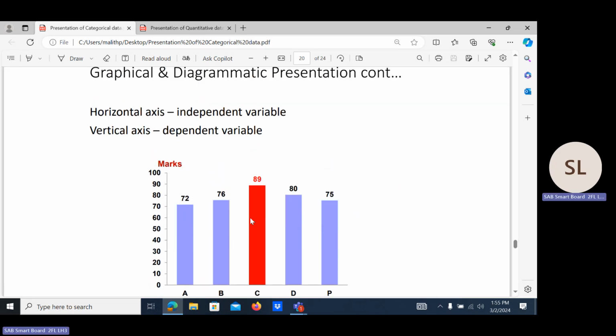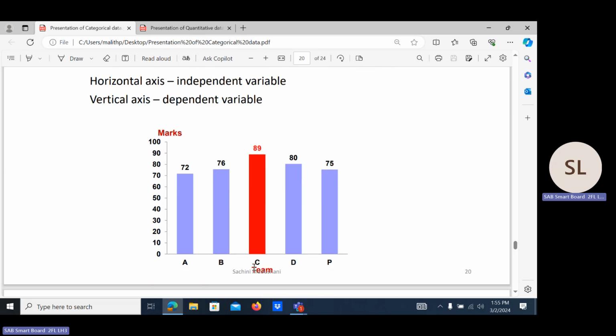Then the other one is there are two axes. We want to label the two axes: what the x-axis represents and what the y-axis represents. Here the x-axis represents the team, so we write it. The y-axis represents the marks, so label it.